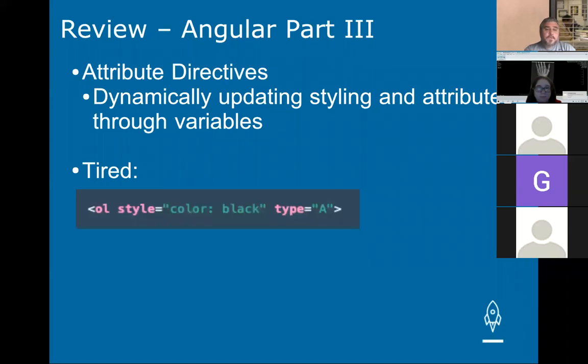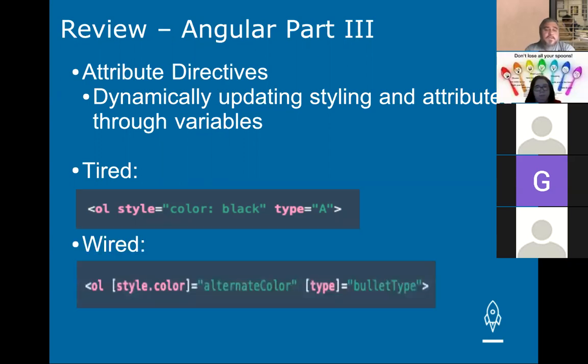So what's tired is using something like this, right? An inline styling where we say, hey, the style, we want to change the color to black, the type to A. But what's wired is to use the attribute directive where we say, hey, style.color is something I'm going to have in my back end. And if I do this alternate color, if I want that to be true, do this. The same thing goes for the type and the bullet type.